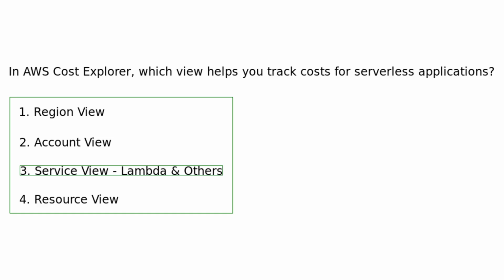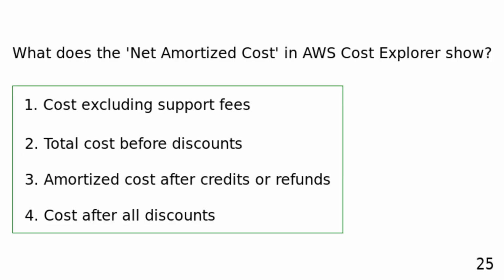costs for serverless applications. What does the net amortized cost in AWS Cost Explorer show? Cost excluding support fees. Total cost before discounts. Amortized cost after credits or refunds. Cost after all discounts.